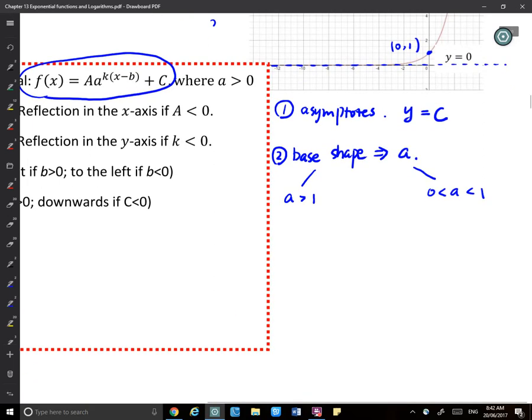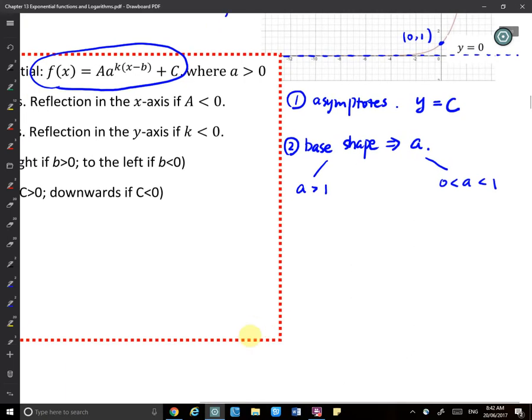Okay, the base shape has two different types. The base is either greater than 1, like e or 2 to the power of x, or between 0 and 1, like a half or a quarter. Remember, a can never be a negative number or equal to 0. The definition for exponential, you learned in Year 10: the base can never be negative. You must always have a positive number and then a power.